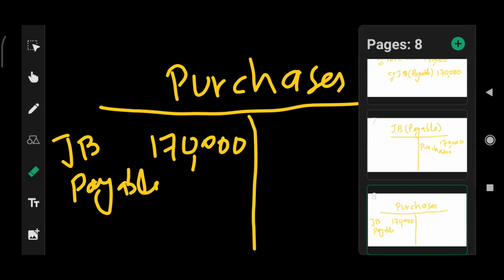So the next transaction is he paid, received utility bill of 5,000.